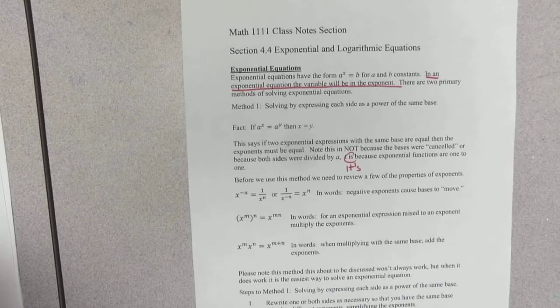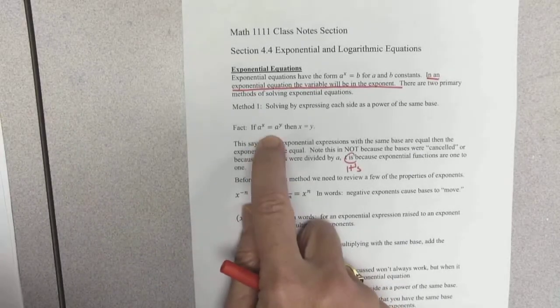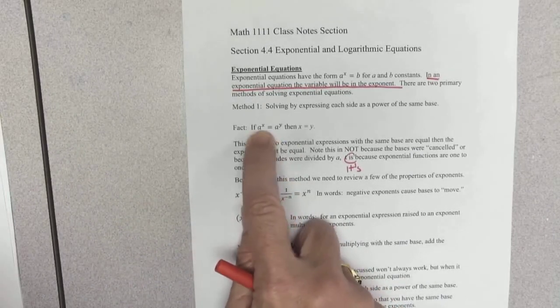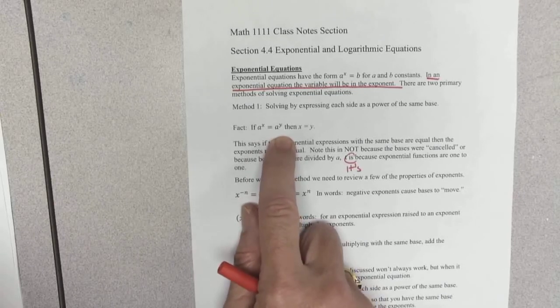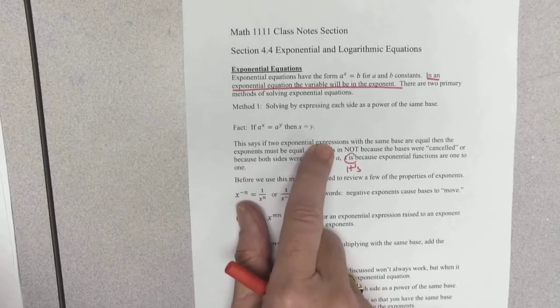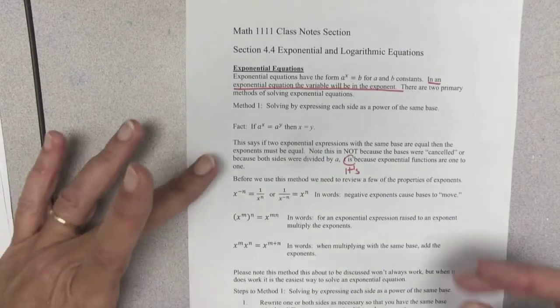Now you don't have to remember why it is true. Like I said, it's true because exponential functions are 1 to 1, but it is sufficient to remember that if you have two equal exponential expressions with the same base, then the exponents must be equal.